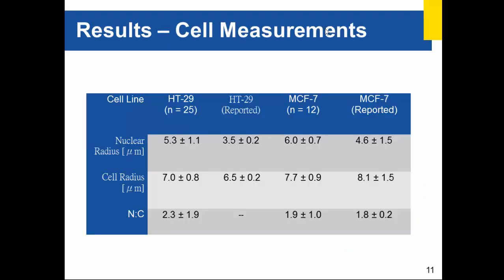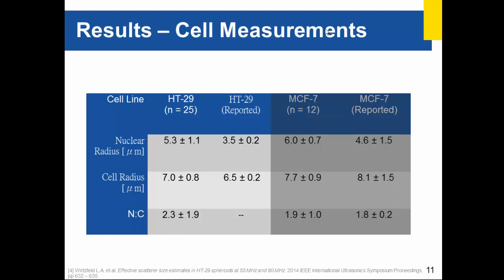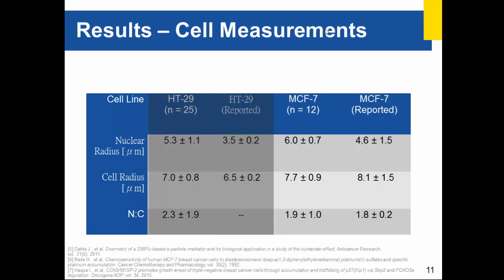So here I'm showing the results of HT29 cells. We calculated the nuclear radius, the cell radius, and the nucleus-to-cytoplasmic ratio, and they are similar to the values reported in previous works. The values for the MCF7 cells are shown here. The nuclear radius and the cell radius are in very good agreement with previously reported values, and the nucleus-to-cytoplasmic ratio is in good agreement with the acceptable value of 1.8.